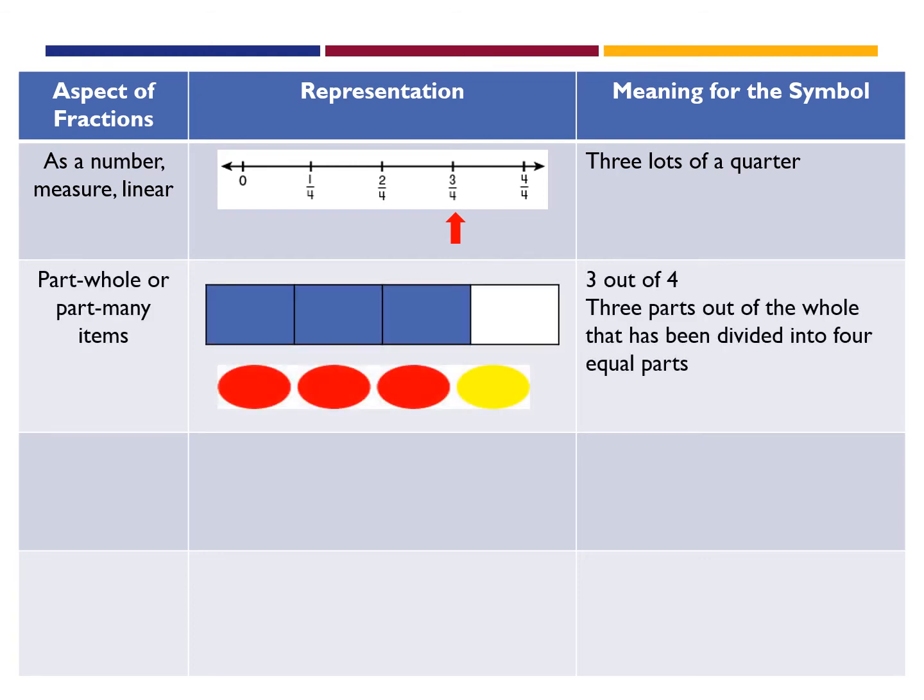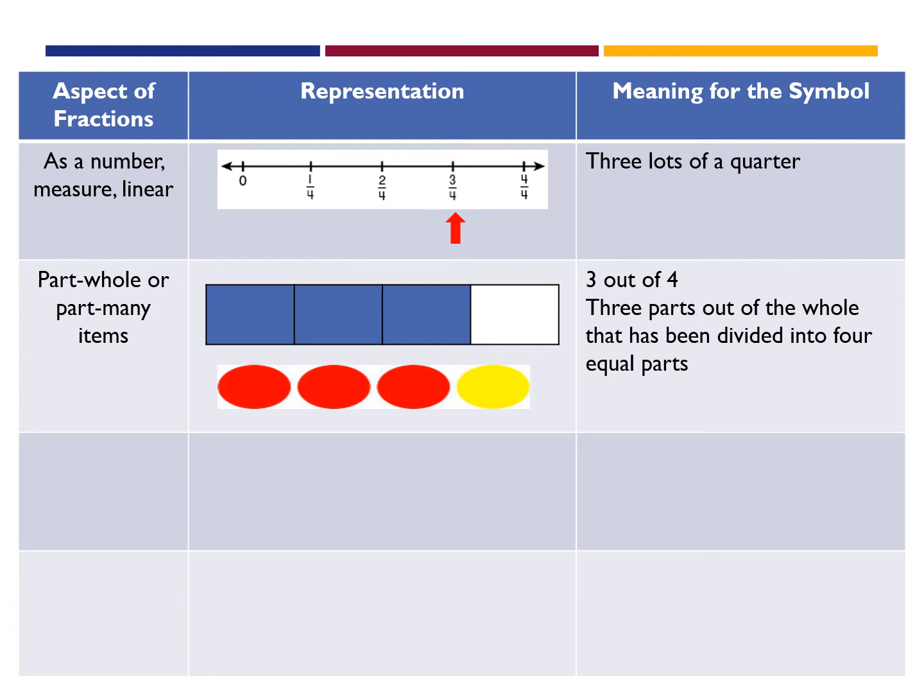Another aspect is the part-whole or the part-many relationship. So these very, very common images: we've got the bar model showing 3 quarters, or 3 out of 4 parts of the whole. And then below that, we've got 4 counters with 3 red counters out of 4 counters altogether. So the first one, the bar model, shows the part-whole relationship, how many parts out of the whole, and the counters show the part-many relationship, the number of parts out of a whole number of items.